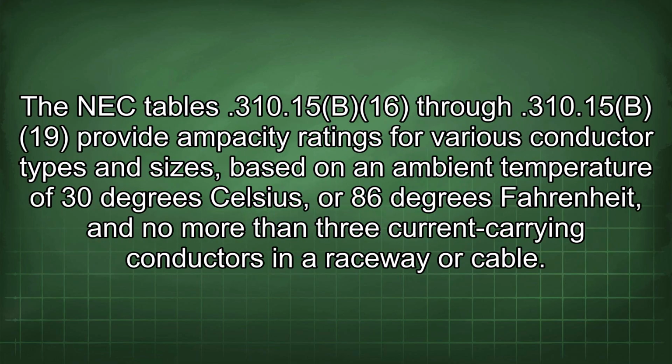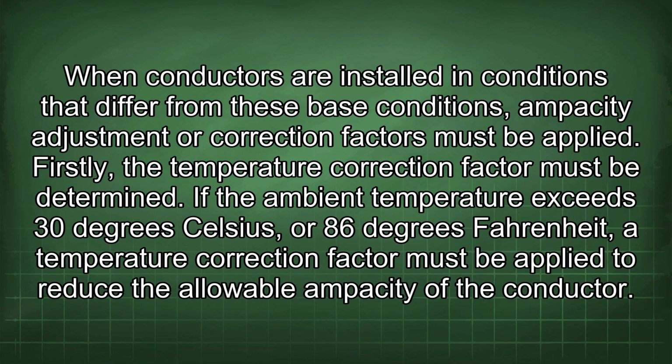The NEC tables 310.15(B)(16) through 310.15(B)(19) provide ampacity ratings for various conductor types and sizes based on an ambient temperature of 30 degrees Celsius or 86 degrees Fahrenheit and no more than 3 current carrying conductors in a raceway or cable. When conductors are installed in conditions that differ from these base conditions, ampacity adjustment or correction factors must be applied.